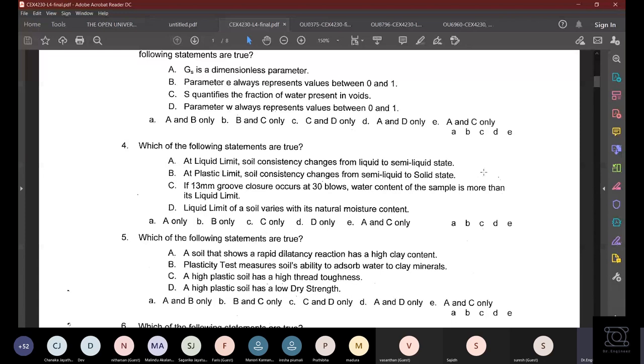The liquid limit of a soil varies with its natural moisture content. No, for a certain type of soil, the liquid limit is the same. So if this statement is true, think about that.